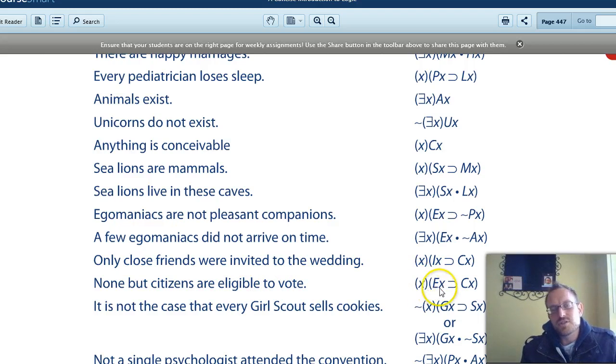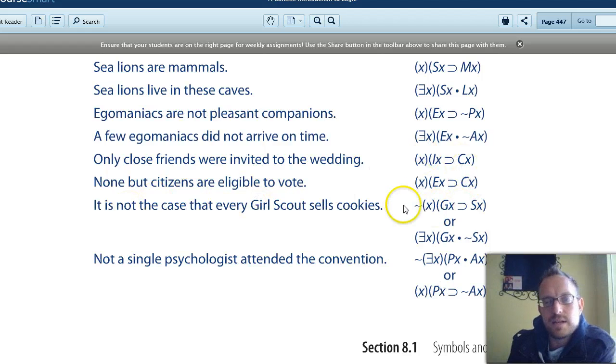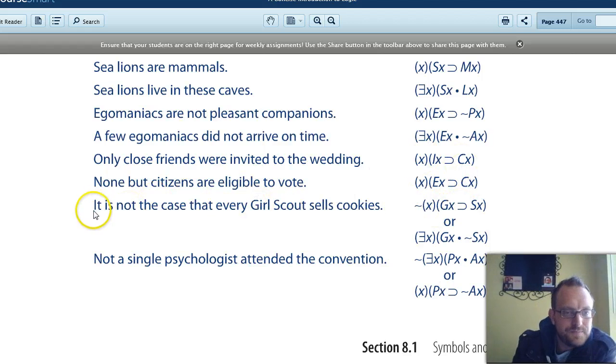Where it says if that X is eligible to vote, then that X is a citizen, right? Notice here, there's two more we'll take a look at. I'm just going over these. I didn't want to write them out, but I'm trying to help explain them. I hope it's helpful, right?